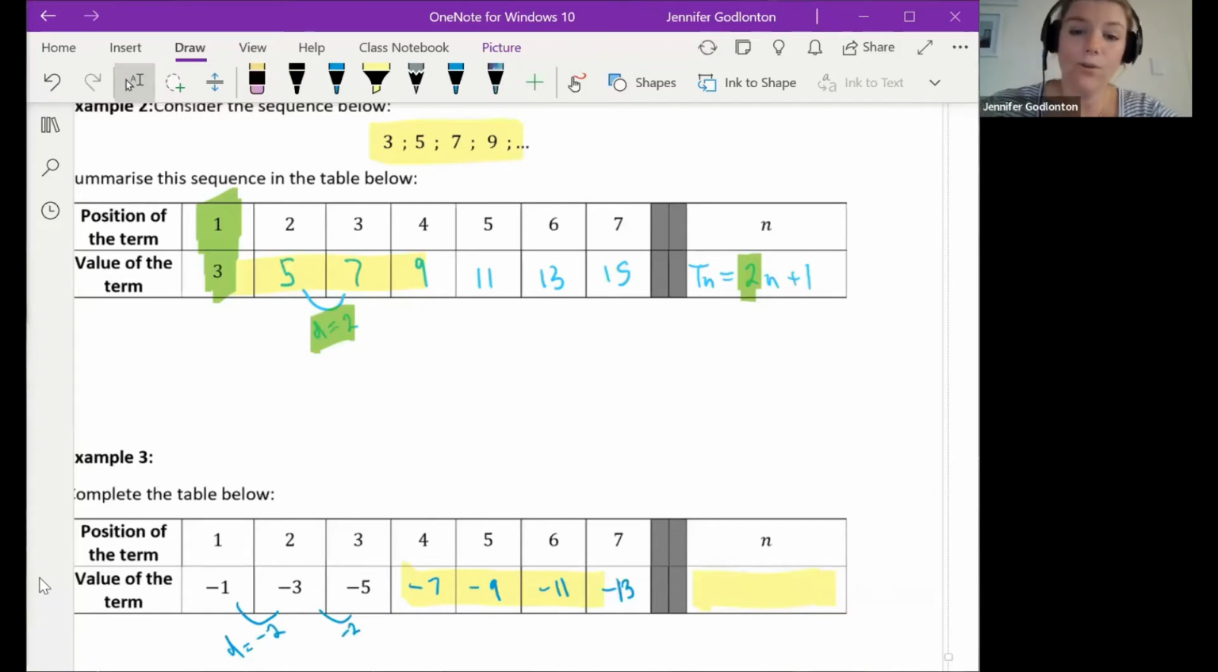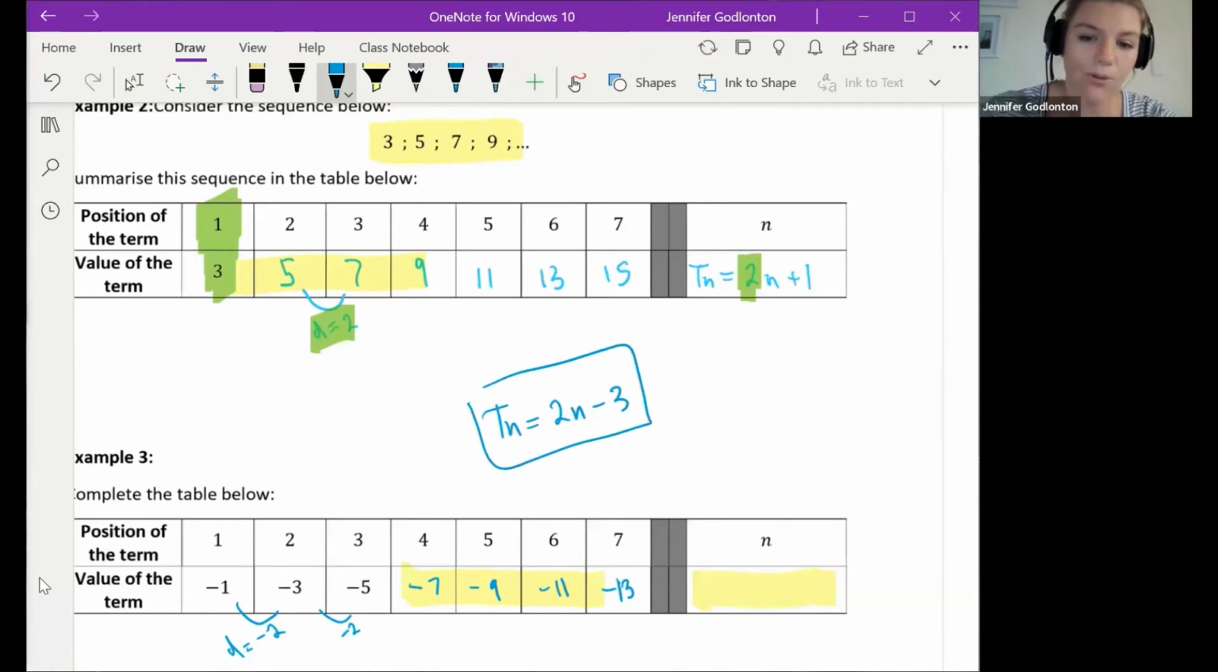Did anyone fall for a trap and write Tn is equal to 2n minus 3? Did anyone fall for that trap? If you fell for that trap, let me know. Because it's a very normal trap to fall into. Oh, not me. Okay. I thought that I had set such a good trap. Thank you, Kanya. Finally, someone fell for my trap.